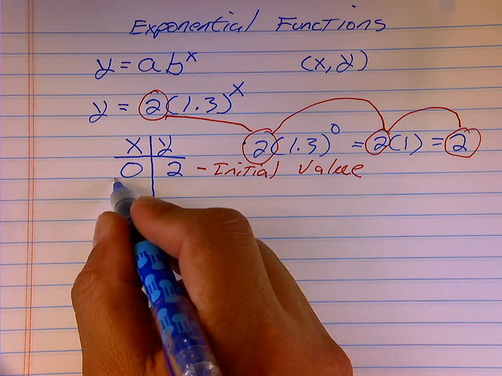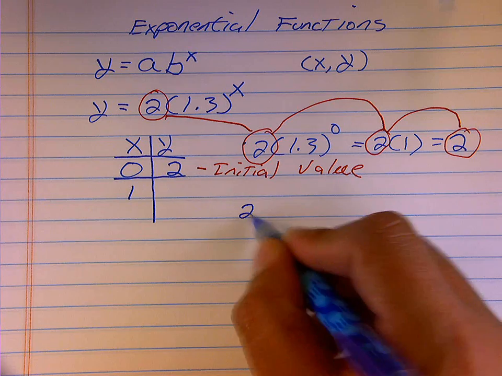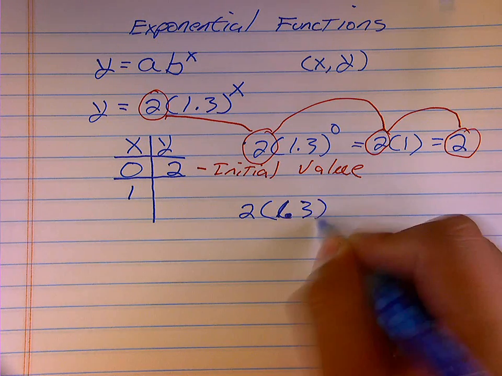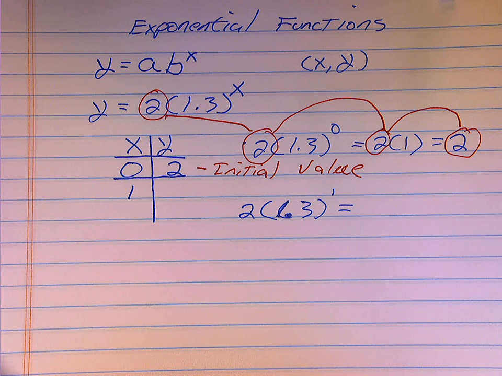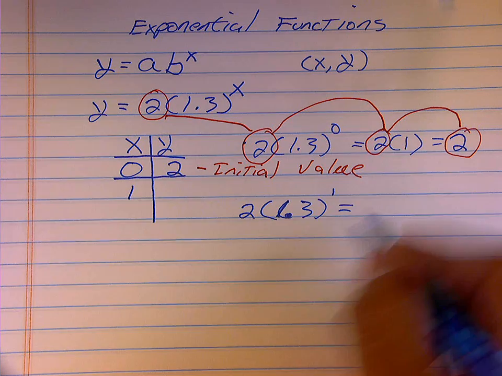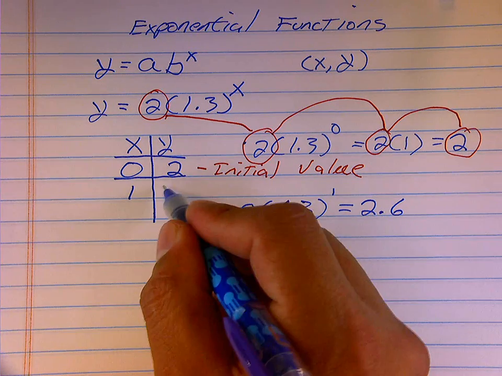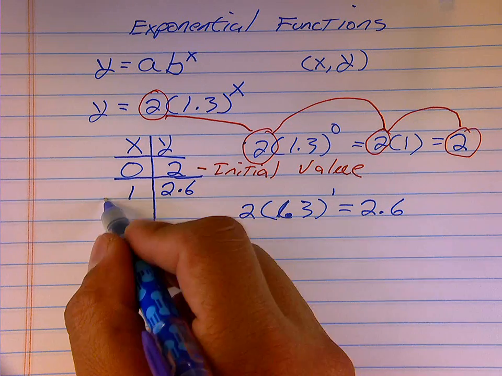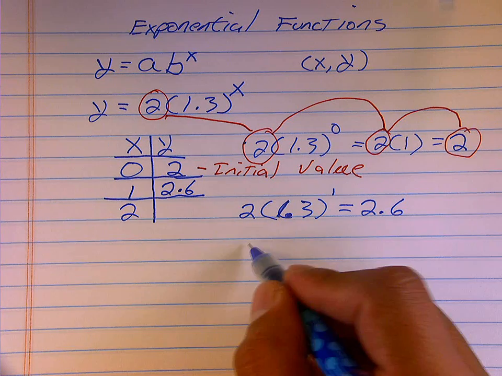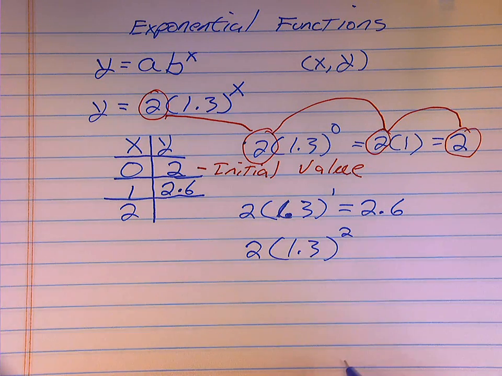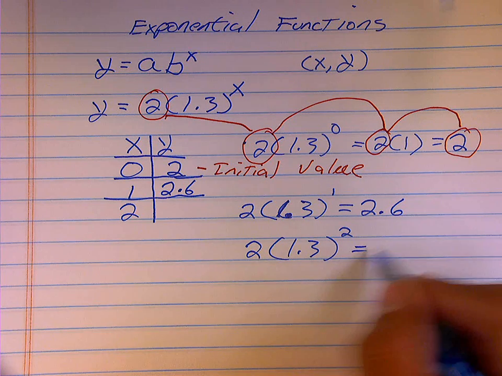But when I start plugging in higher values, the next value I get is 2 times 1.3 raised to the first, and I just take my 2 and multiply it by 1.3, and I get 2.6. Next y value I get by plugging in a 2. And notice what happens. I'm going to just multiply by that 1.3 2 times now instead of 1 time. So 2 times 1.3 squared is 3.38.